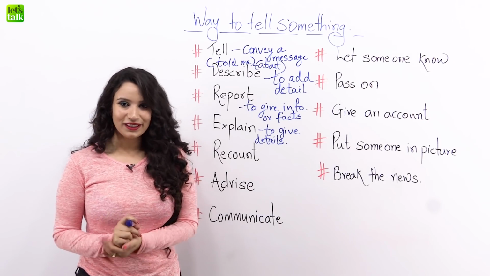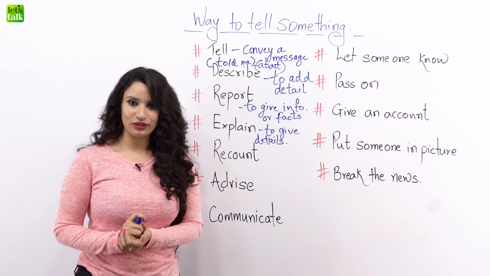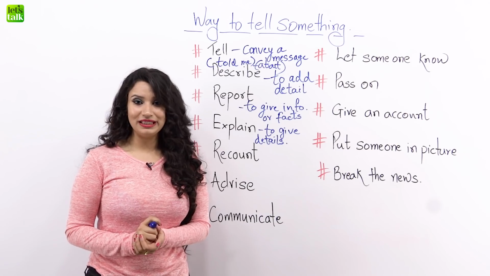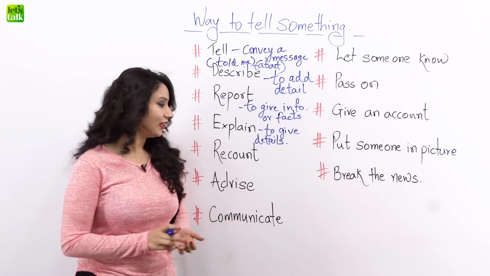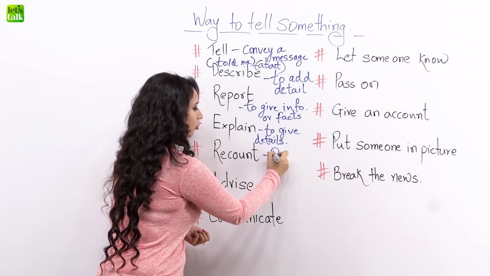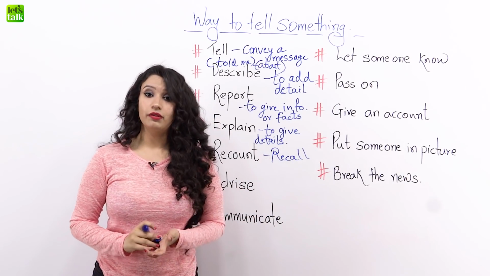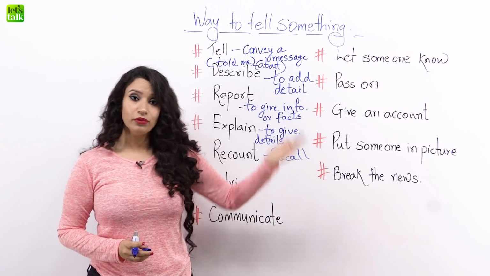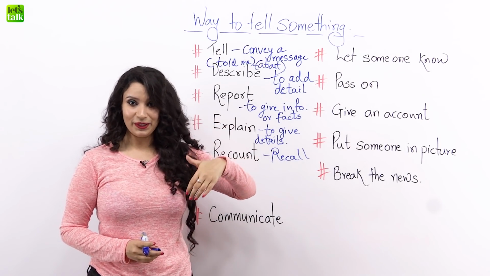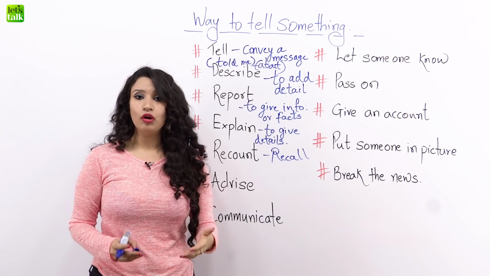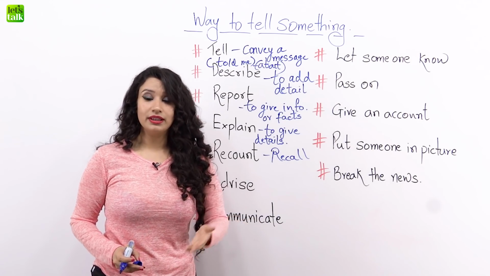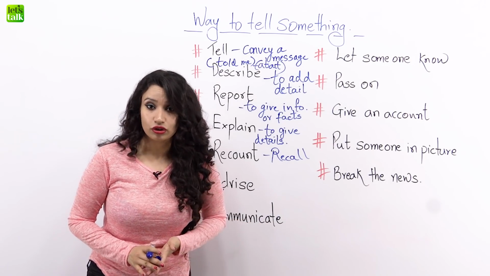Okay, now we look at the next one, and that is recounting. So recounting means to recall something, okay? It has the same meaning as recall. In case you don't know, what do we mean by recall? Recall means to remember something from the past, okay? So, for example, we often try to remember things from the past, mostly like conversations, right?